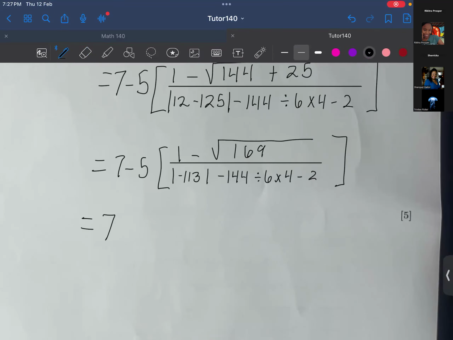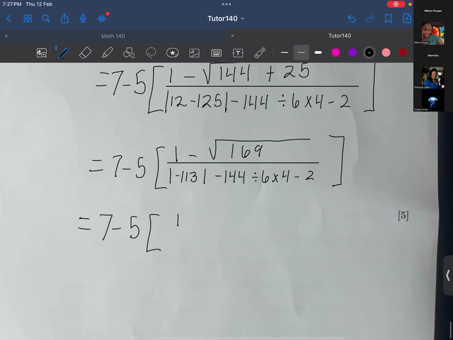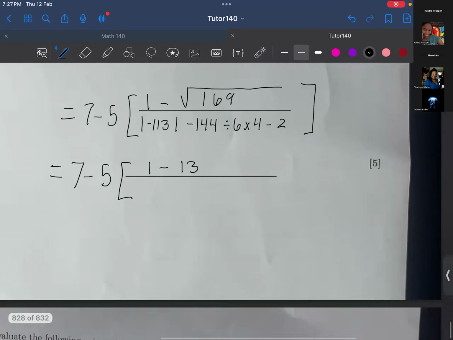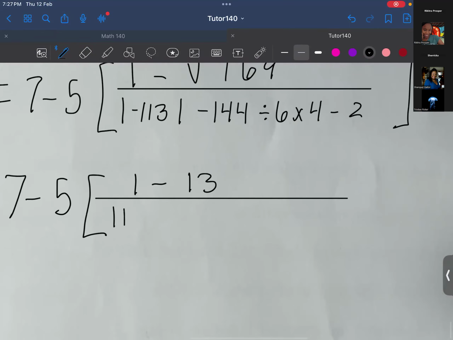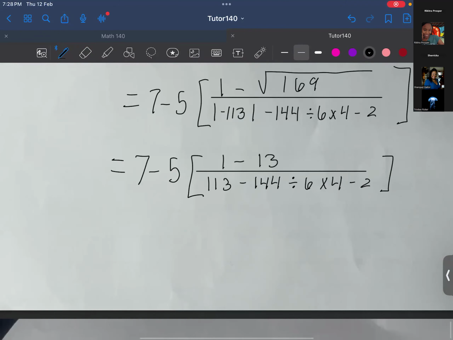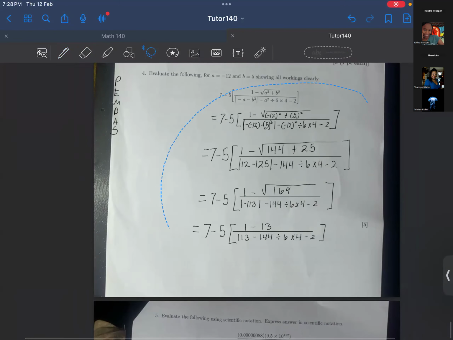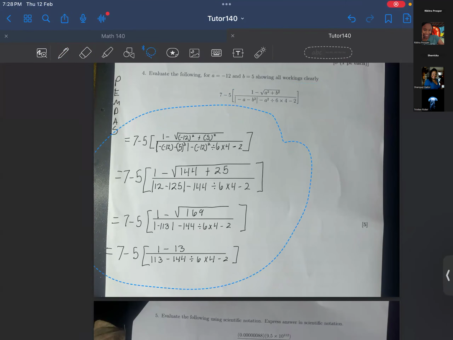So we equal to 7 minus 5, open bracket. The square root of 169, let's check that out. The square root of 169 is 13, so that's 1 minus 13 divided by the absolute value of 113 is just 113, so that's 113 minus 144 divided by 6 times 4 minus 2. And I'm going to bring all of this over because I need space.